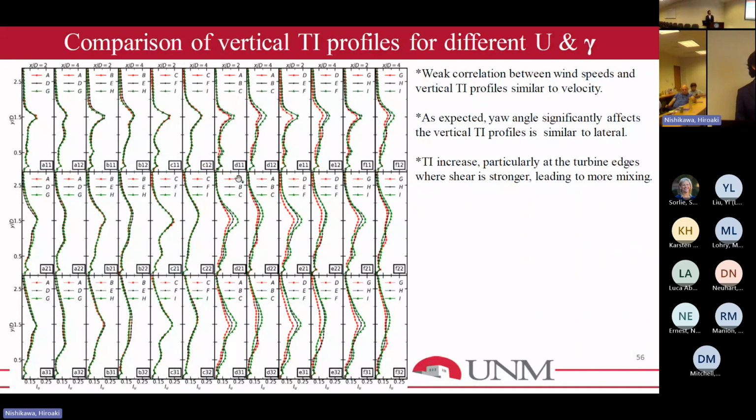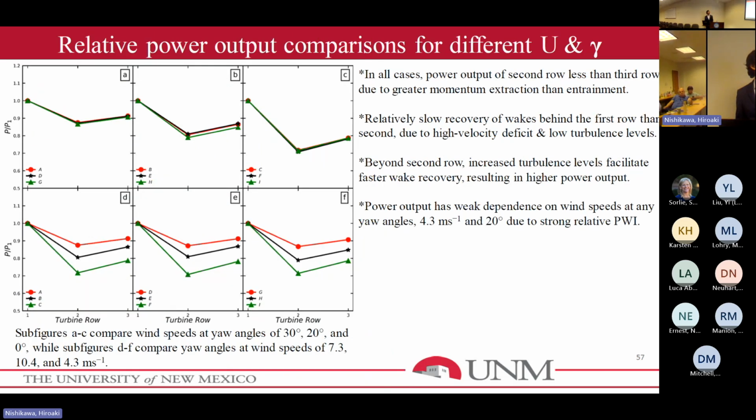This is the turbulent intensity profiles. It has the same features as the velocity deficit profiles. As you can see, at the higher edge of the turbines there is more turbulent intensity, which suggests more mixing at the top edge of the turbine. From here you can also see that the lowest velocity has less turbulence intensity, which suggests that the wake is not recovering as fast.